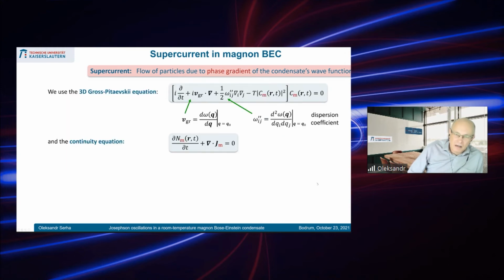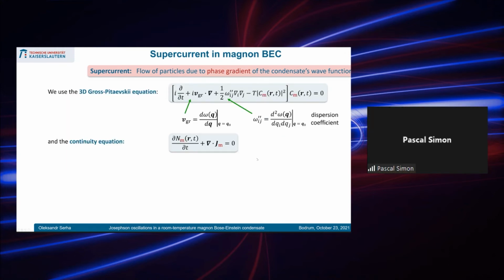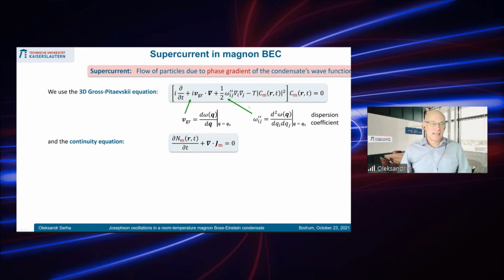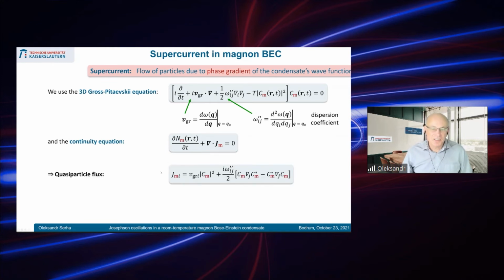Okay, so I will be faster. After that, using the Gross-Pitaevskii equation, with the dispersion coefficient here, and the continuity equation, we can obtain the formula for the quasi-particle flux. If we stay at the minimum of our spectrum, the group velocity should be cancelled out. As a result, we obtain the formula for magnon supercurrent, where instead of mass stands the dispersion coefficient, together with the density of particles and the change in the phase.